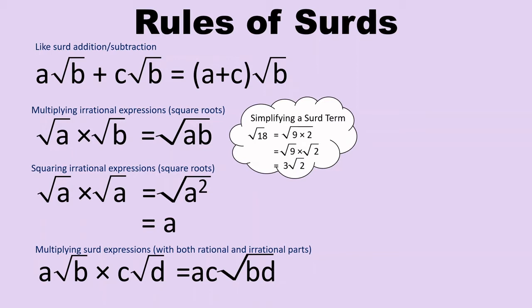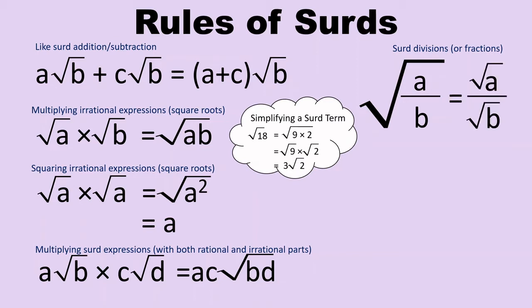Then finally, we had a look at surd divisions, or fractions. We learned that the square root of a fraction a over b can be split off into the square root of the numerator over the square root of the denominator, so root a over root b. If you have not yet copied down these rules, hit pause and take a minute to do that now before we go on.